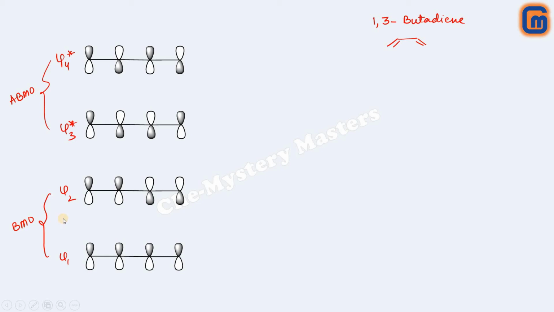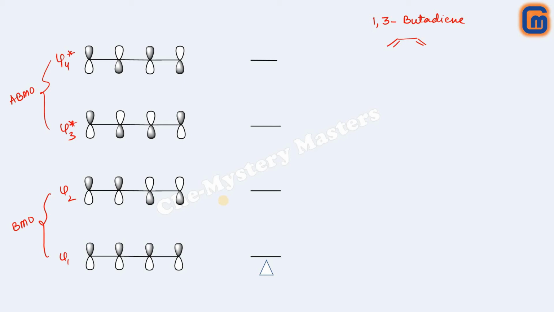Now again here we will first understand how the electrons are filled in thermal condition. Then we will go with the photo conditions, that is light condition, and then we will discuss the HOMO and LUMO in case of the 1,3 butadiene molecule. So if you talk about the 4 orbitals, that is psi1, psi2, psi3 star and psi4 star, the electrons will be filled in these 4 molecular orbitals.